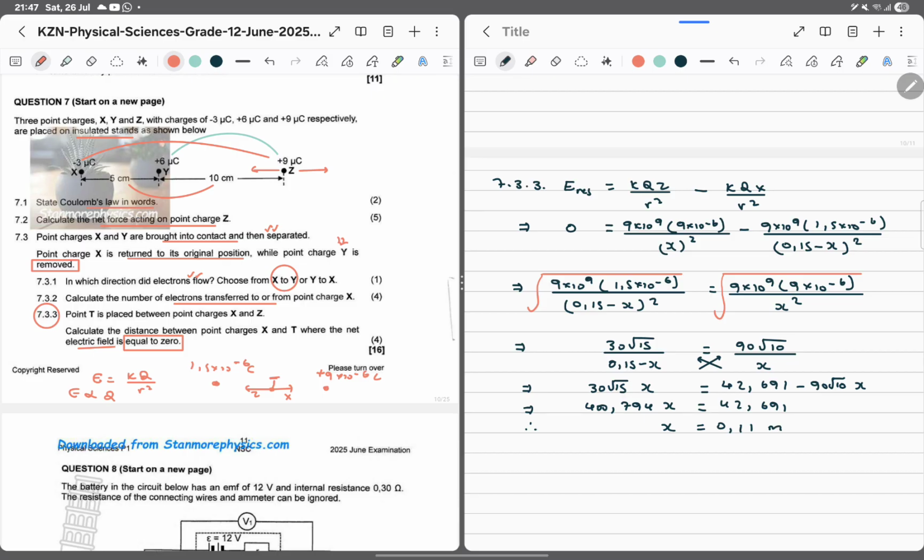Okay. Now, but now what is the question here? What is the distance between t and x?